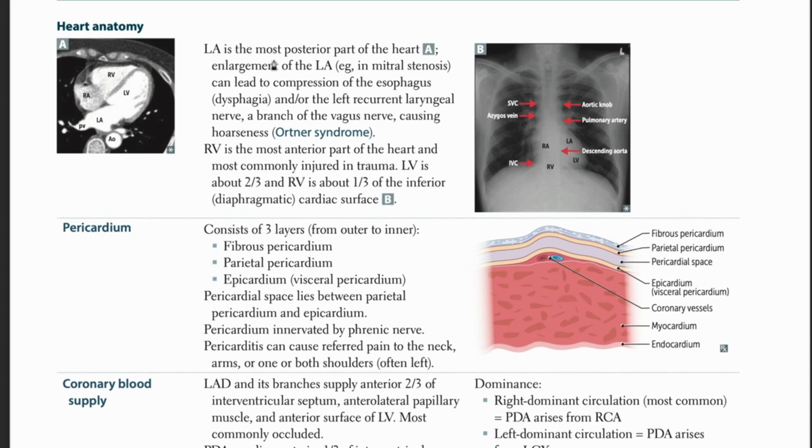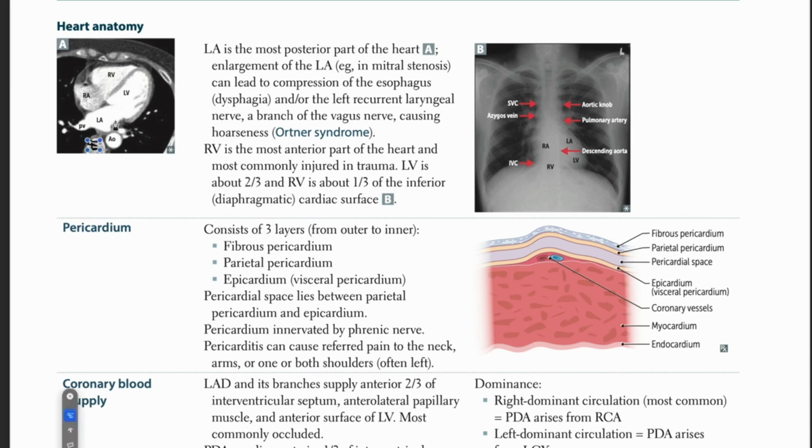So the left atrium is the most posterior part of the heart. Enlargement of the LA, for example in mitral stenosis, can lead to compression of the esophagus, causing dysphagia, and/or the left recurrent laryngeal nerve, a branch of the vagus nerve, causing hoarseness, Ortner syndrome. Sorry. So this is your esophagus, right? This thing.